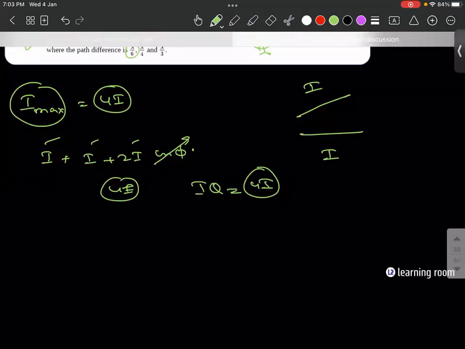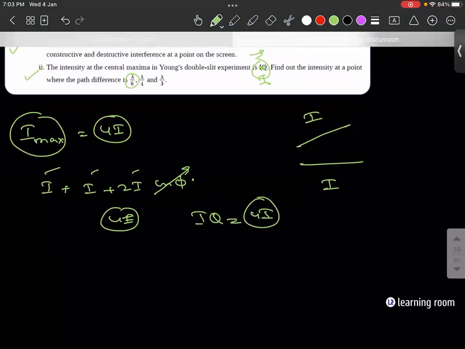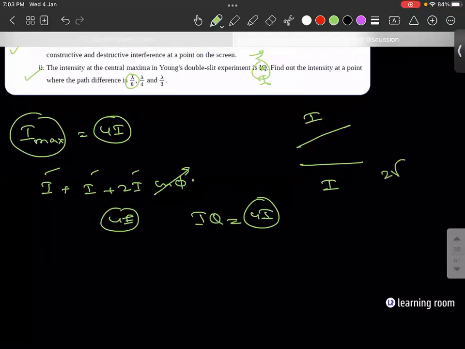Now, if the path difference is lambda by 6, then how do you calculate the intensity at that point? I plus I plus 2 times root I into root I, 2 times root I1 I2, gives like this a square. Got it, no?